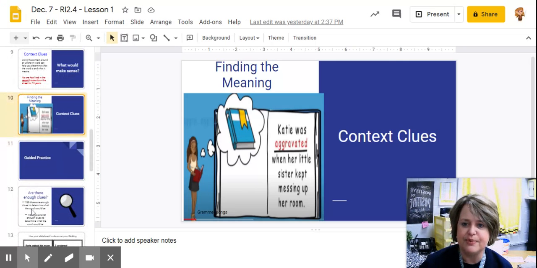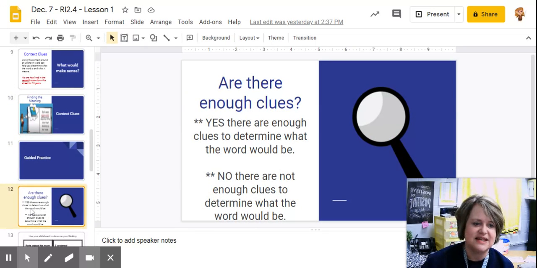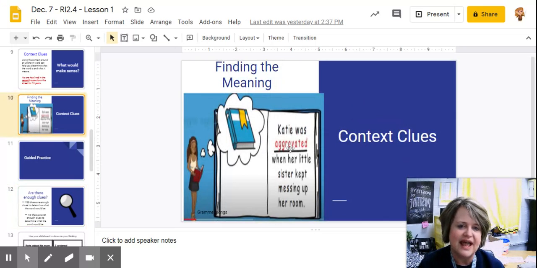Today for guided practice, we're going to do our guided practice together when we get on live. But before we start, just to give you some information to be thinking about, it says, are there enough clues? So yes, there are enough clues to determine what the word would be, or no, there are not enough clues. So if we go back and look at aggravated and I say, let's look before the word, Katie was. Katie was aggravated. Is there enough in just those three words to tell me what aggravated means?